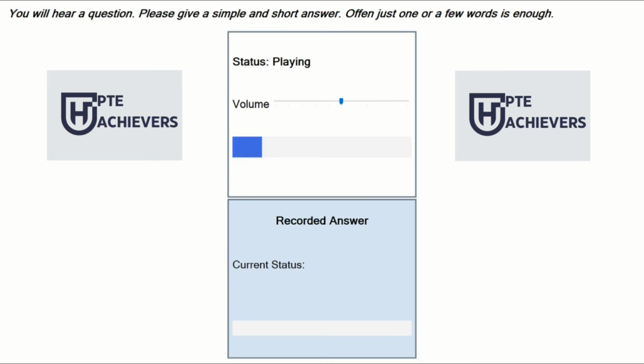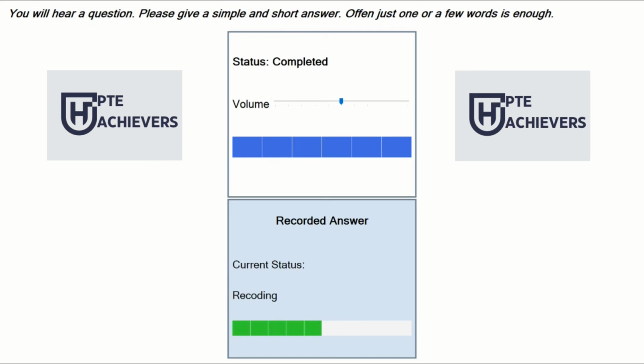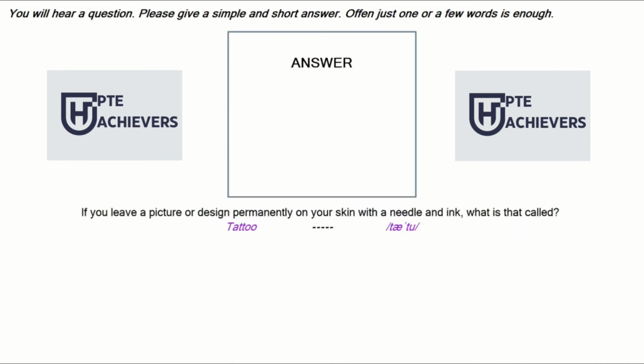If you leave a picture or design permanently on your skin with a needle and ink, what is that called? Tattoo.